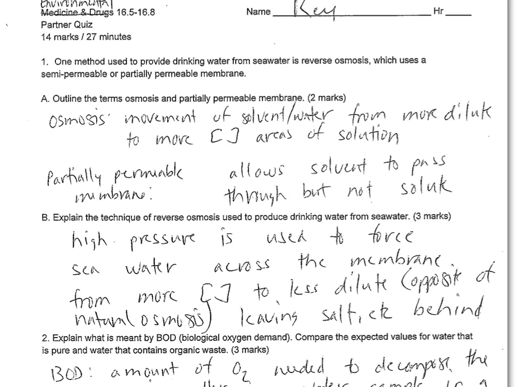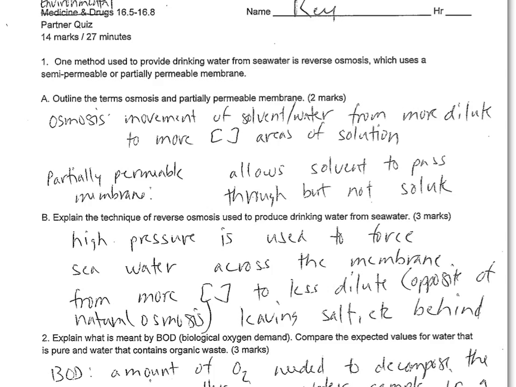Question number 1 says, one method to provide drinking water from seawater is reverse osmosis, which uses a semi-permeable or partially permeable membrane. So outline the terms osmosis and partially permeable membrane.